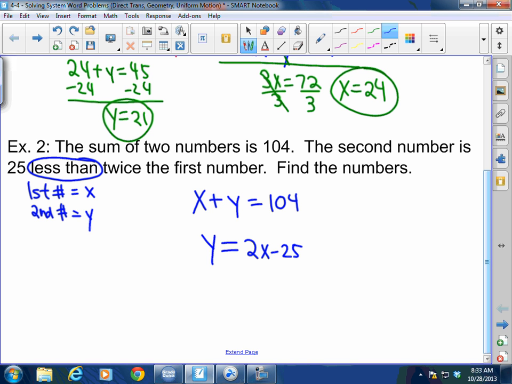So now let's go ahead. In the first example, we used elimination. What do you guys think would be the easiest to use here in this particular case? Substitution, 100%, because you know what the y is already. So you've got x plus 2x minus 25 equals 104. Okay? And you've got x plus 2x is 3x minus 25 equals 104.